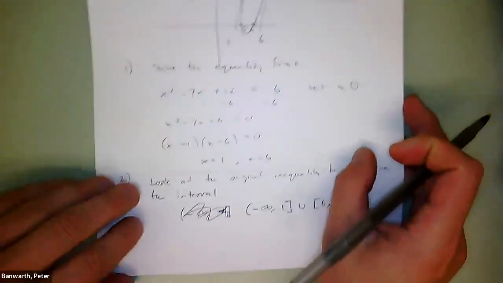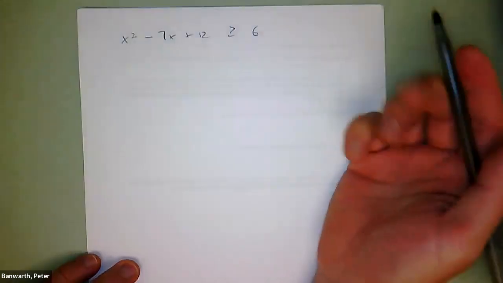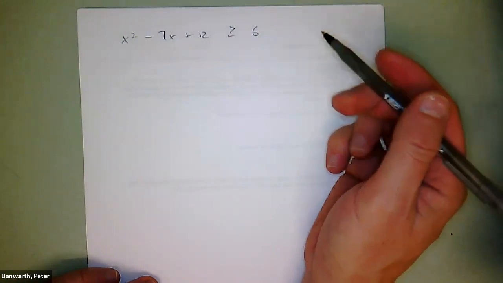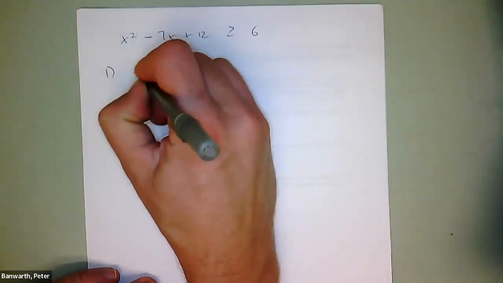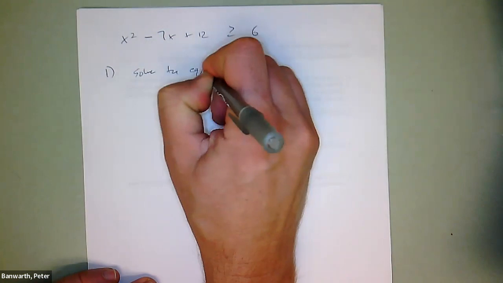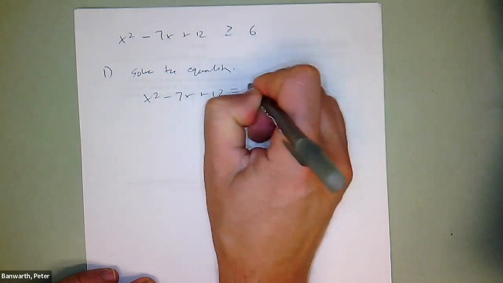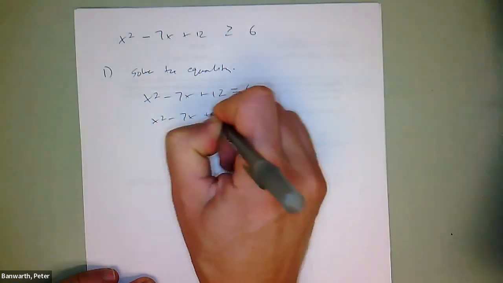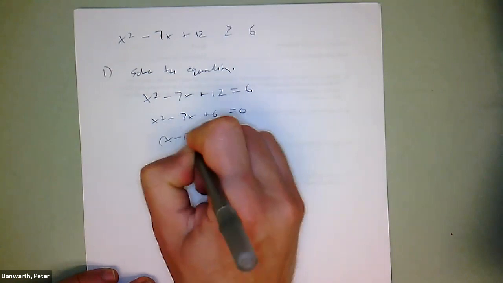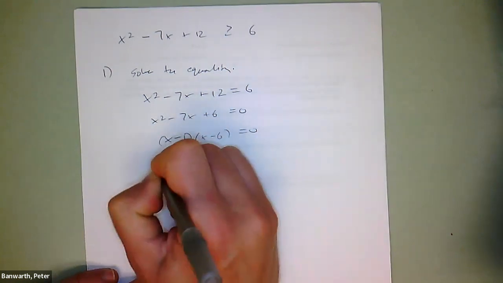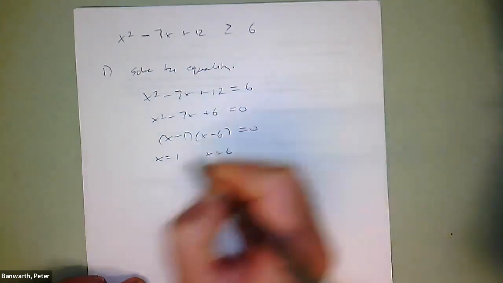All right, another way to solve this, say you don't have a graph. Let's do the same question. X squared minus 7x plus 12 greater than or equal to 6. And say you don't have a graph, or it's complicated enough that you don't want to graph it. You still solve the equality. X squared minus 7x plus 12 equals 6. X squared minus 7x plus 6 equals 0. X minus 1, x minus 6 equals 0. So x equals 1 or x equals 6.